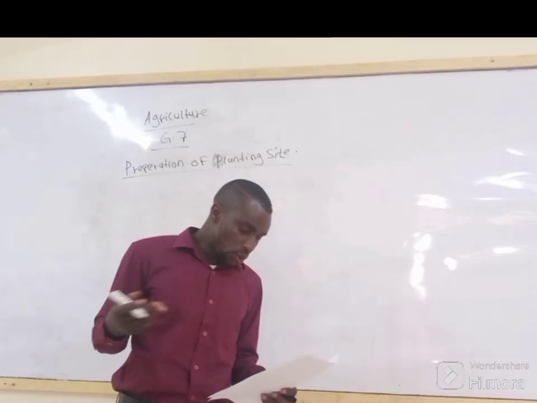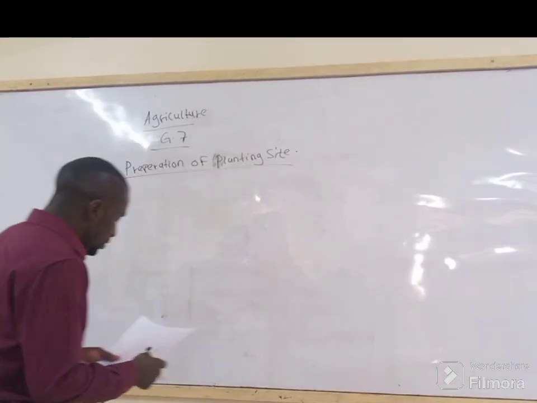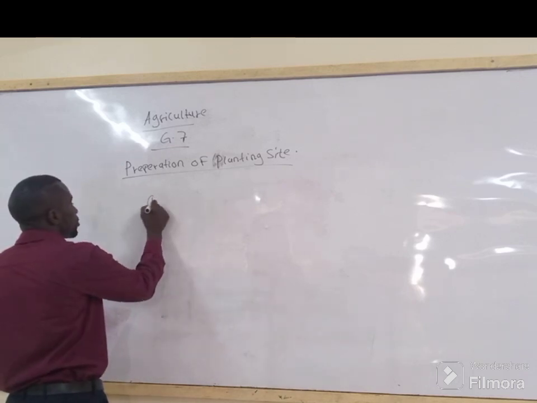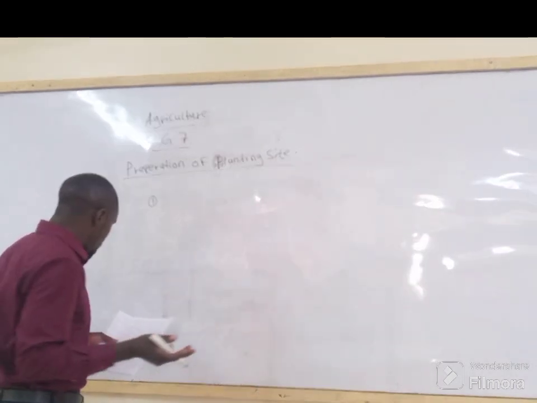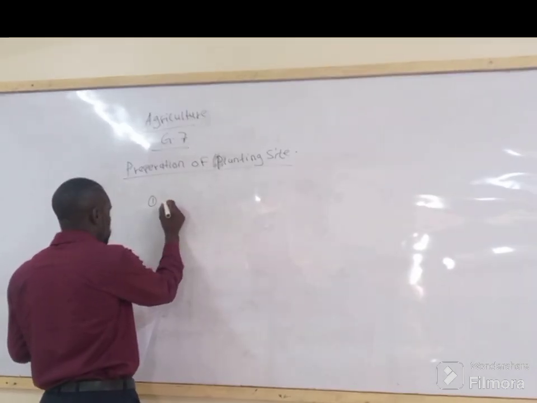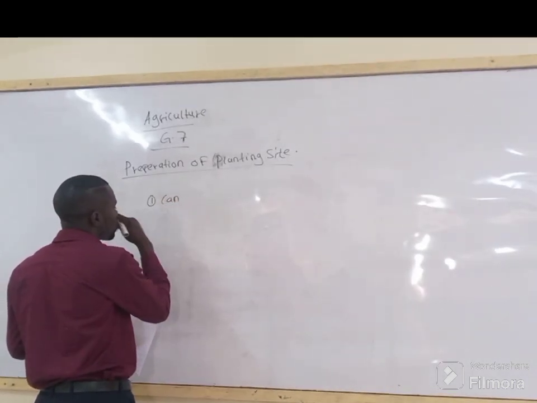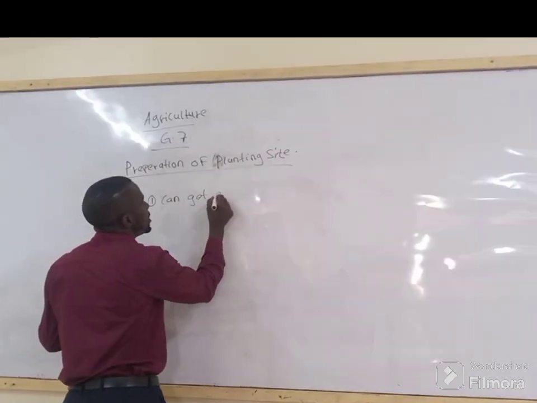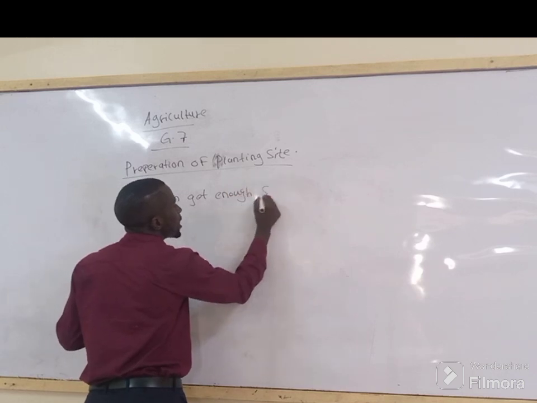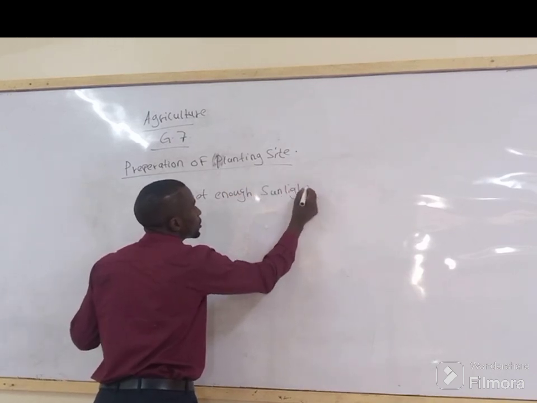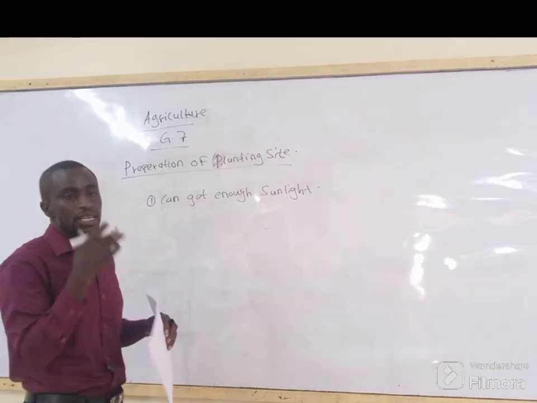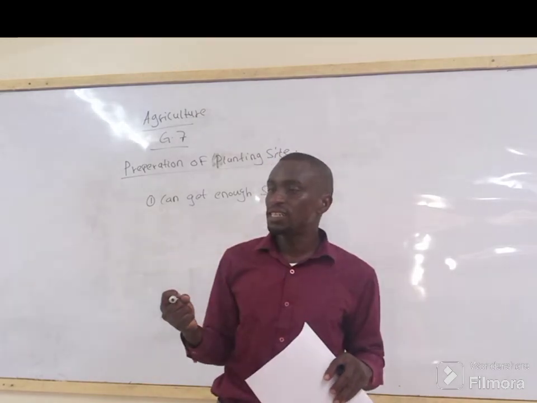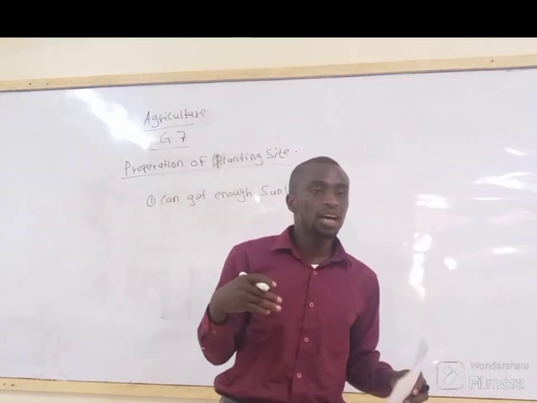The first one, you need to get a place where the plants will get enough sunlight. You make sure the crops are in a position where they can get enough sunlight. So make sure the planting site you are selecting is at a place where there is enough sunlight.